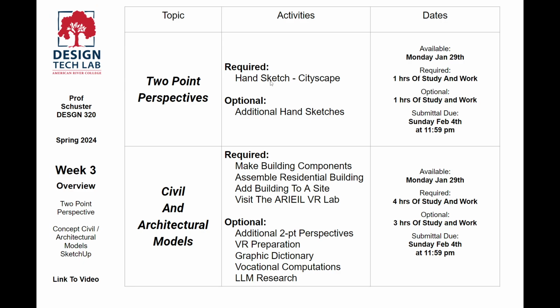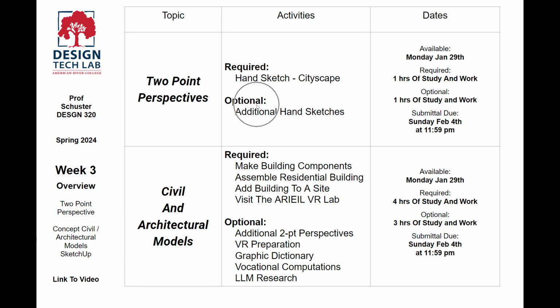This time there's just one hand sketch to turn in. There's many to practice, but one to turn in. That's a cityscape, and that might take you an hour of study and work. Again, the assignment guide has examples and some information about 2-point perspectives that you are expected to watch before you come into lab. That'll take you probably 10 to 15 minutes, and we'll spend about 45 minutes in lab, maybe half an hour, doing the hand sketch of a cityscape.